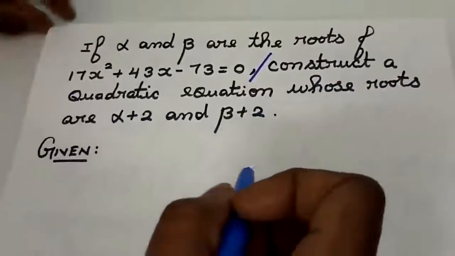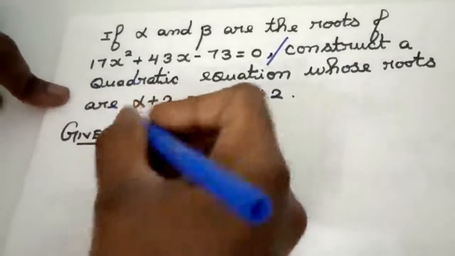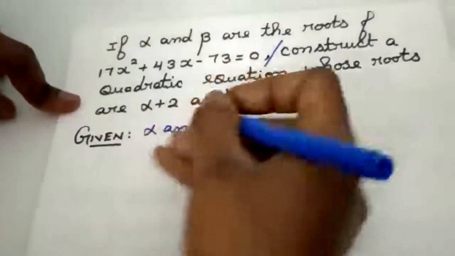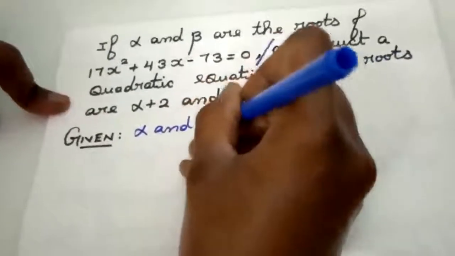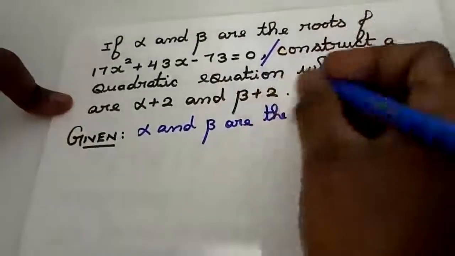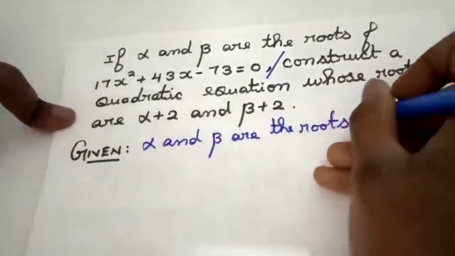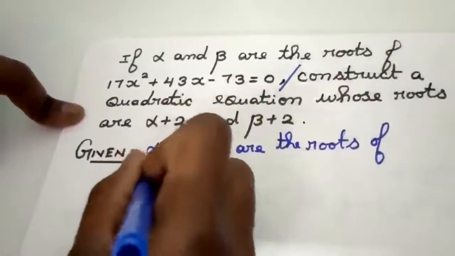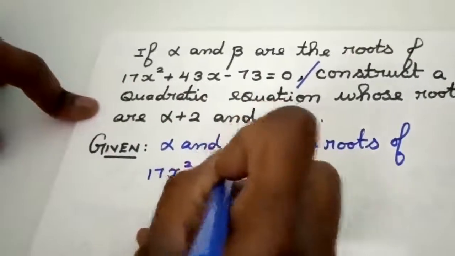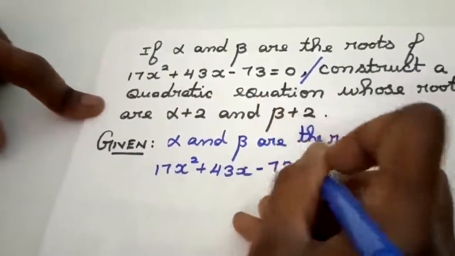Now, I am going to start the sum like this, students. Given, if alpha and beta are the roots of 17x square plus 43x minus 73 equal to 0.